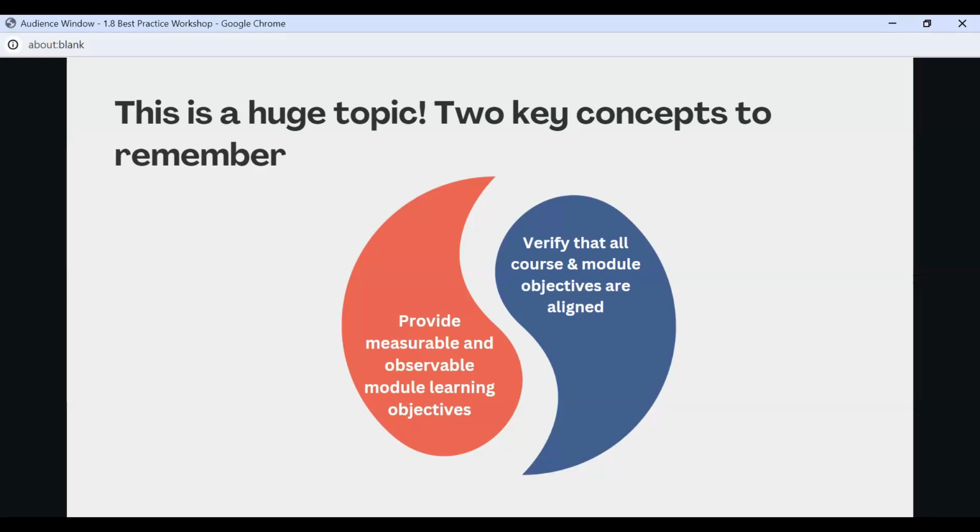One, providing measurable and observable module learning objectives, and two, verifying that your course and module objectives are aligned. And alignment also extends to learning materials, activities, and assessments, but that will be addressed likely in a different workshop because it pertains to a different best practice recommendation. Here, we're really just looking at alignment with your objectives and clearly communicating those objectives and that alignment in your course.